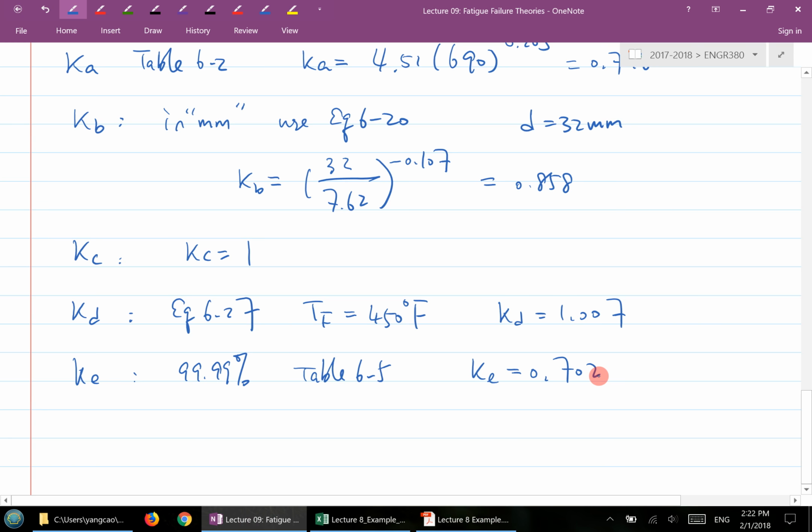And that's all the factors involved in it here. Then your Se equals all of the factors multiplied together and then multiplied by Se prime. Together this is equal to approximately 167 MPa. Okay, 167 MPa. So you have Se is 167 MPa.